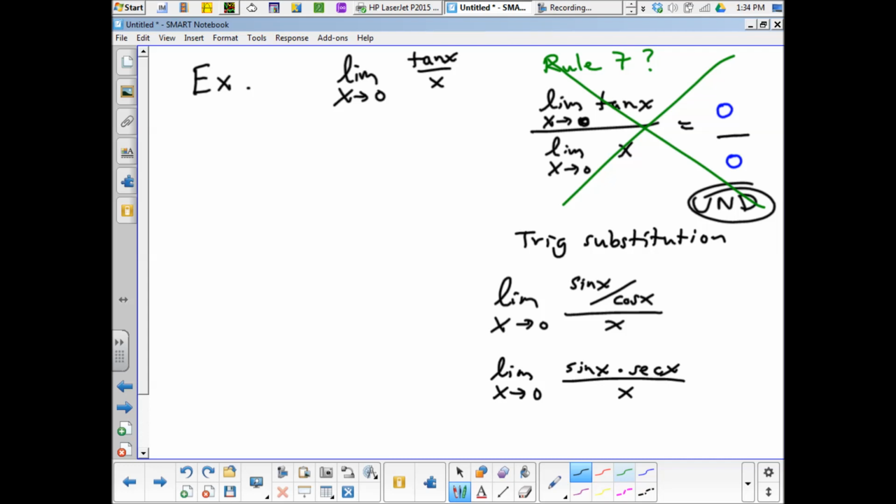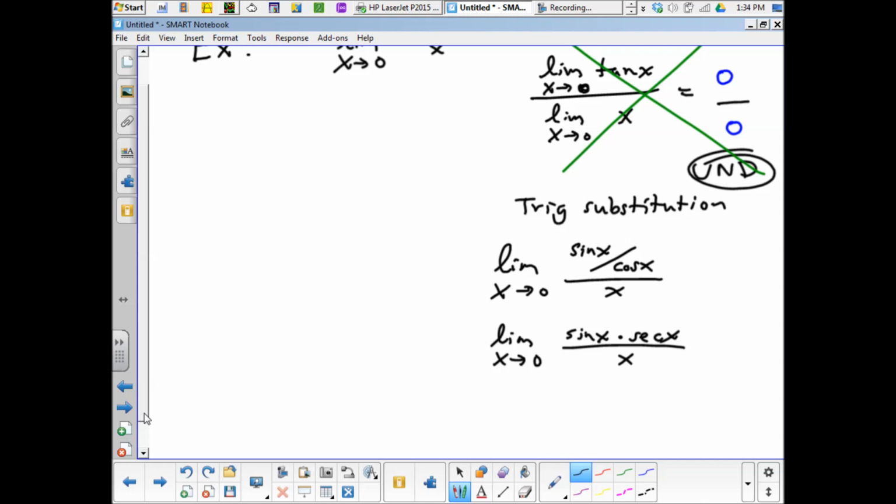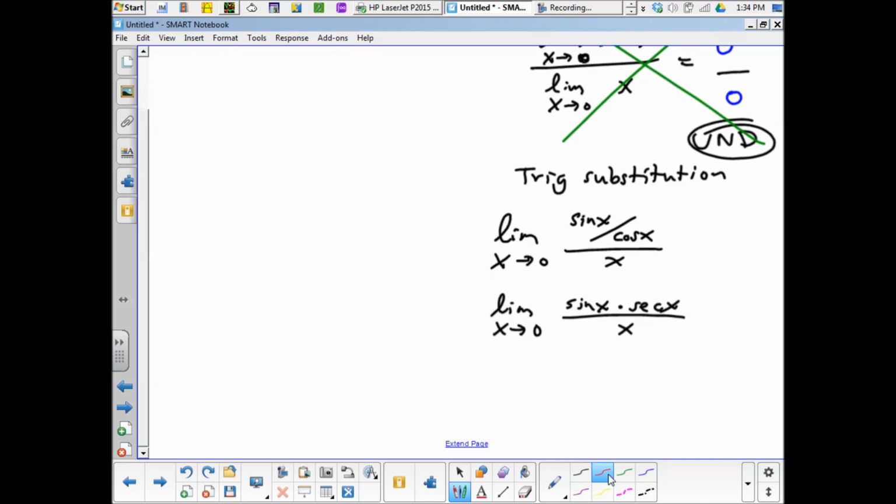And then instead of thinking of this as a ratio, I'm starting to see it more as a product. I'm starting to see it as sin x over x times secant x. See that? This is all very intentional. So let's see what we got now. I'm going to split this according to rule 5 into the limit as x goes to 0 of sin x over x times the limit of sec x.